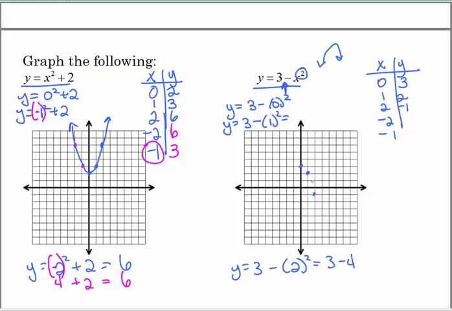Now, what's going to happen when we do a negative 2? If I plug in a negative 2, do you see I'm going to square that first because of order of operations, I'm going to get the same exact thing as I got with positive 2. Same thing with the negative 1. And again, there's that symmetry.